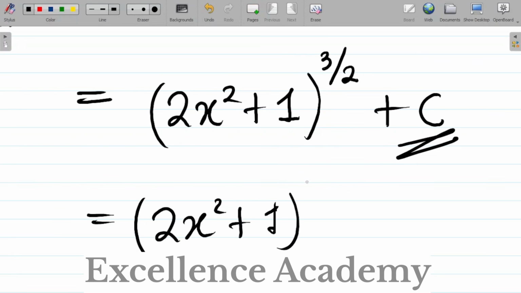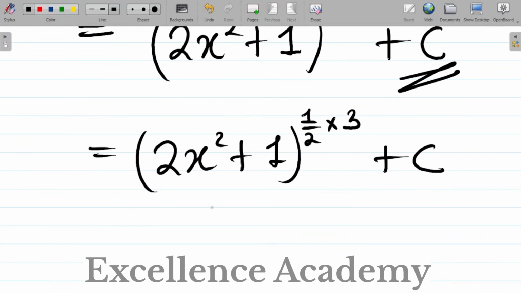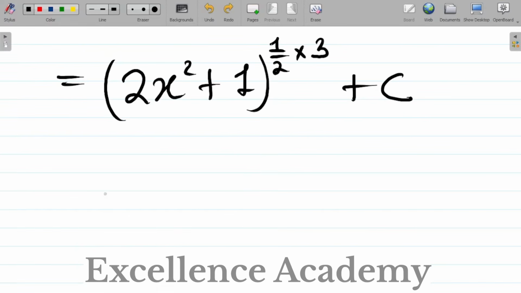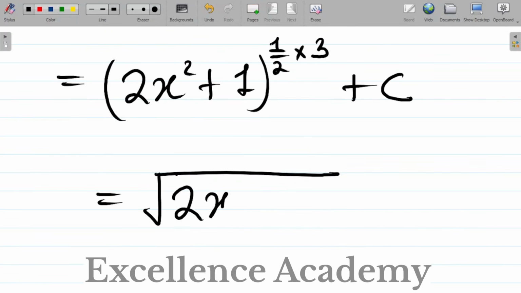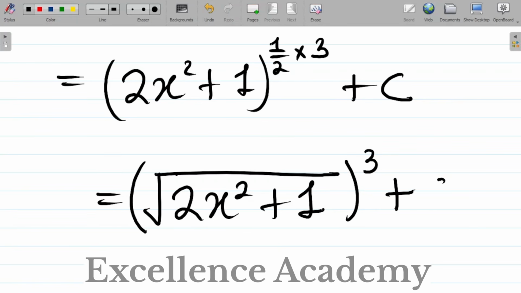3 over 2 is simply 1 over 2 times 3. That gives you 3 over 2 plus c. And don't forget that when you have something raised to the power 1 over 2, it simply means the square root of that thing. So this is equal to the square root of 2x squared plus 1, to the power 3, as you can see here. So this to power 3, then plus c.